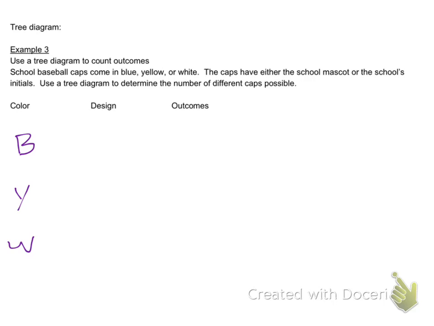Each color cap can have 2 different things on it, right? This blue cap can have a mascot on it, or it can have the initials on it. But isn't the yellow cap the same way? And the white cap?